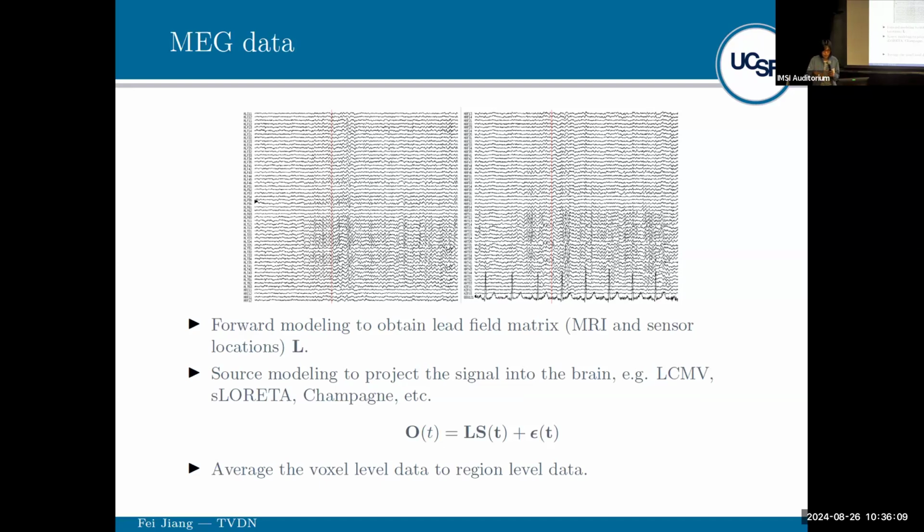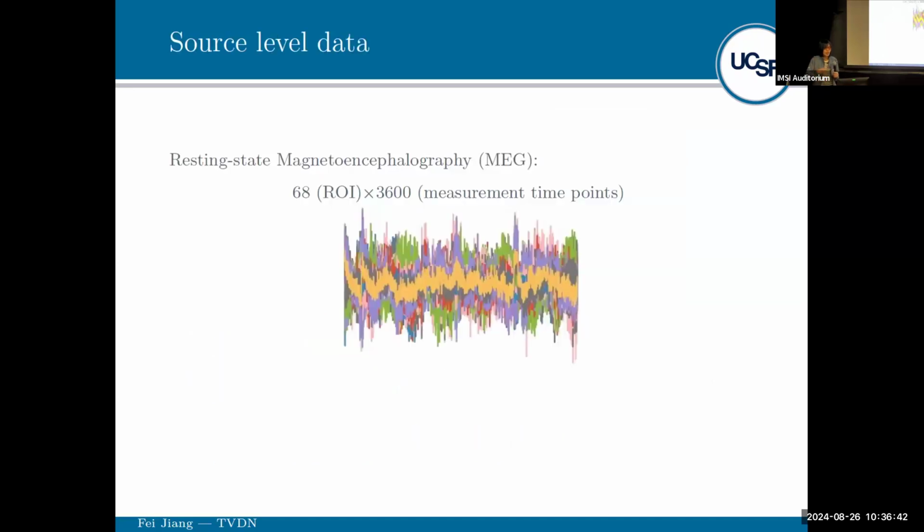The MEG data roughly has 300 sensors. The simple idea is that first you build a forward model based on the anatomy of the brain, using some physics constraints or physics formulas. Then we use a linear equation. This is the observed data, and this matrix is what we call the lead field matrix. We can solve the inverse problem to get the source time series inside the brain. Usually when you solve this, you will have around 10,000 to 20,000 voxels inside the brain. The second step is dimension reduction, where we average those voxels to brain regions of interest for analysis.